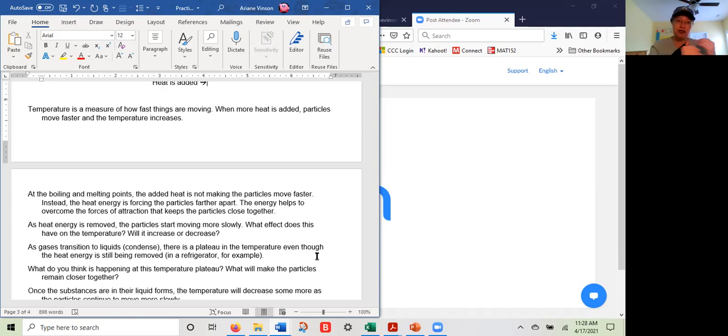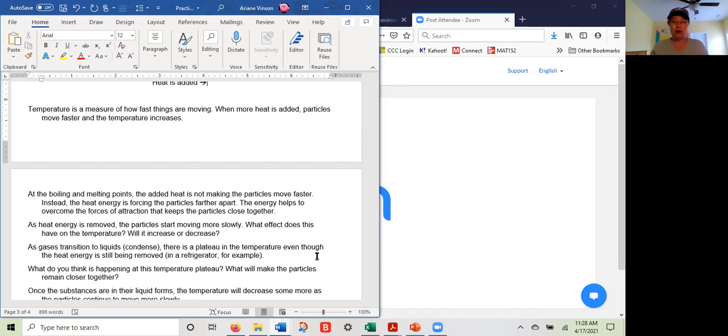The music continues to slow down, or the heat continues to be removed, and eventually someone takes the substance from the refrigerator and starts to stick it in the freezer. So now really the heat's going down, the music's slowing way down, and we hit a point where the temperature is still decreasing. Everything's moving slower.